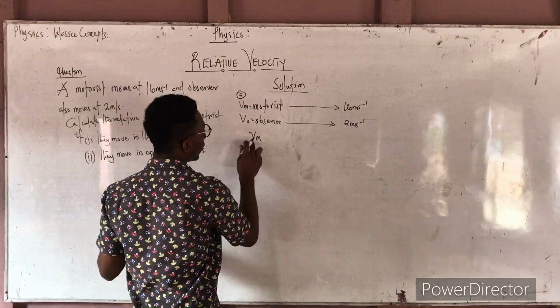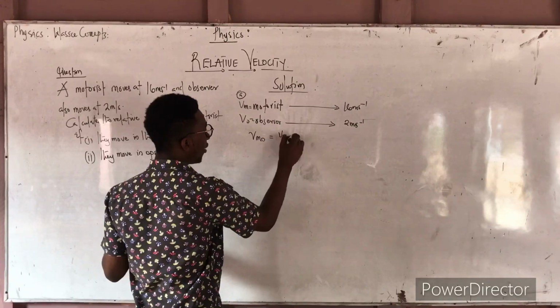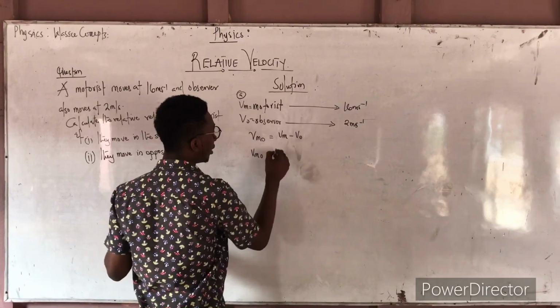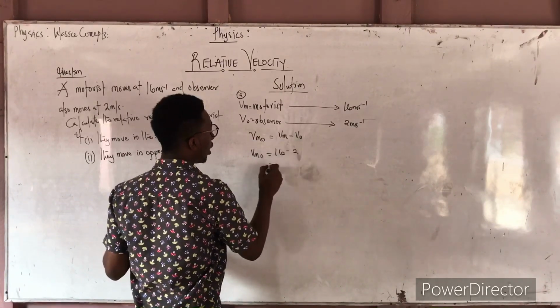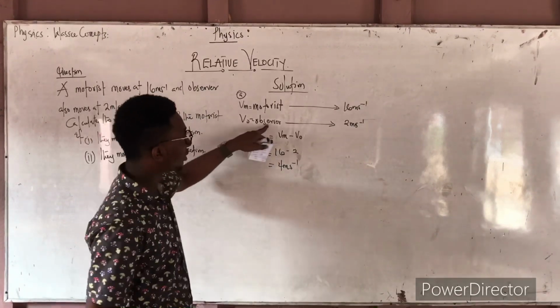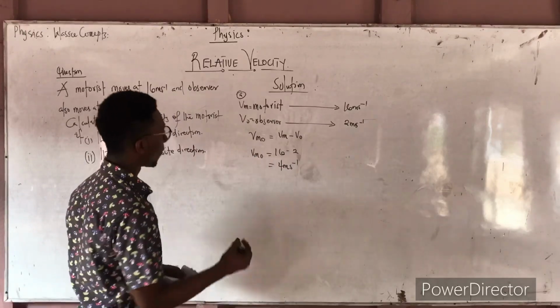Therefore, Vm with respect to the observer is Vmo, which is Vm minus VO. So Vmo simply becomes 16 minus 2, and that gives 14 meters per second. Which means that the observer will be seeing the motorist move with a speed of 14 meters per second.